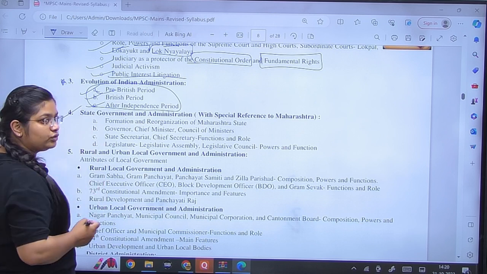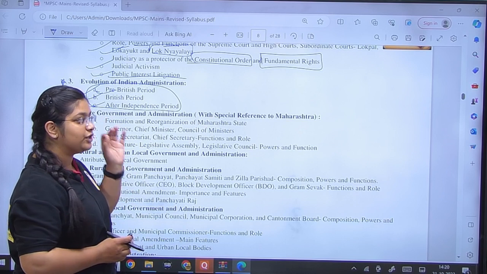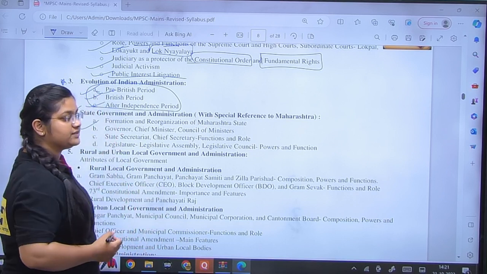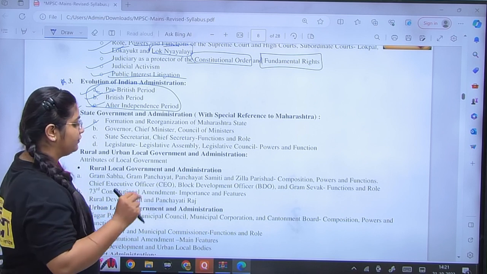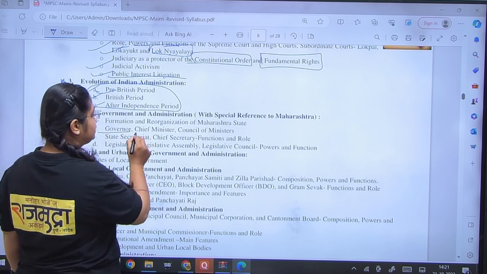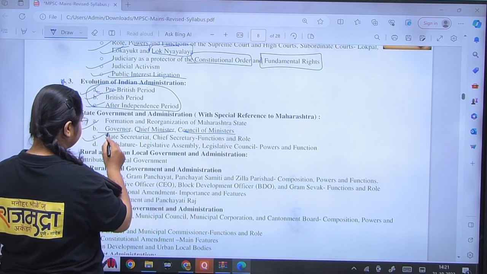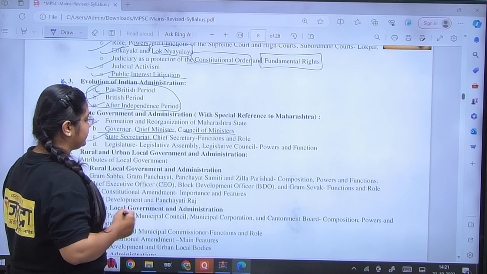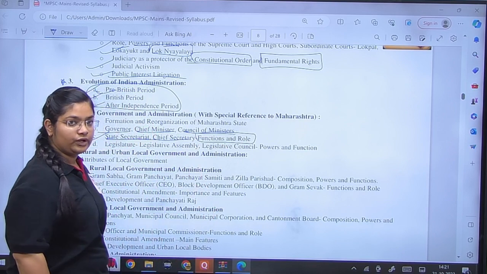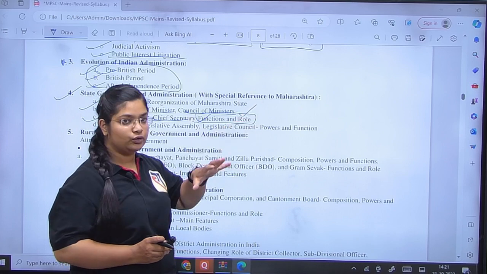Then our fourth point is state government and administration with special reference to Maharashtra. Okay, formation and reorganization of Maharashtra state. We have to see a little bit of history and context. Then governor, chief minister and council of ministers. Next, state secretariat, chief secretary, functions and role. Okay, who is chief secretary, their functions and their role.